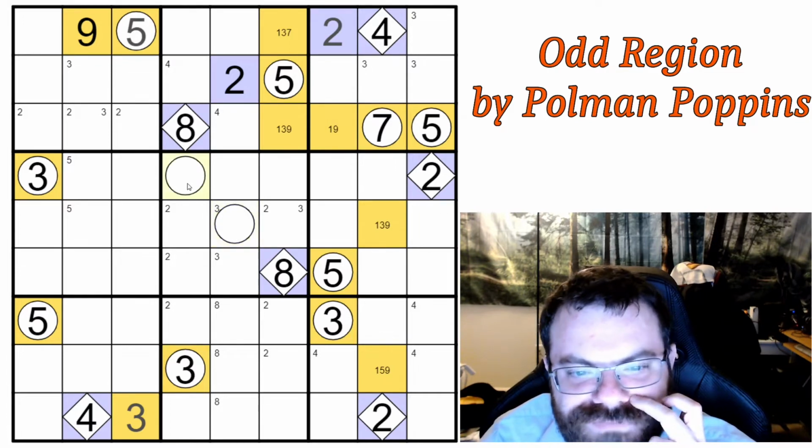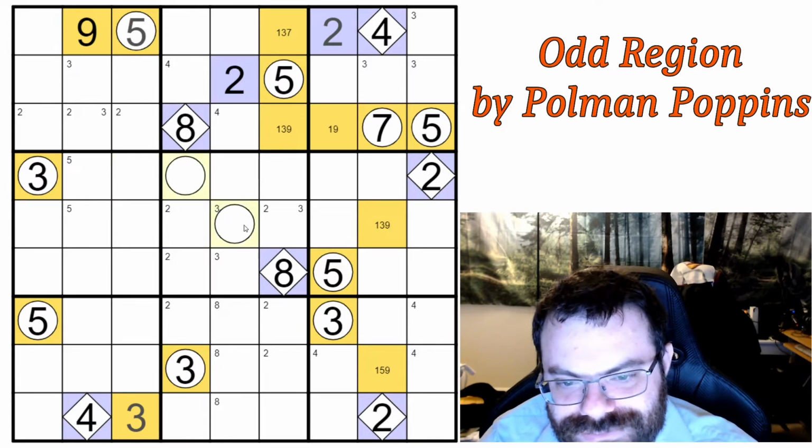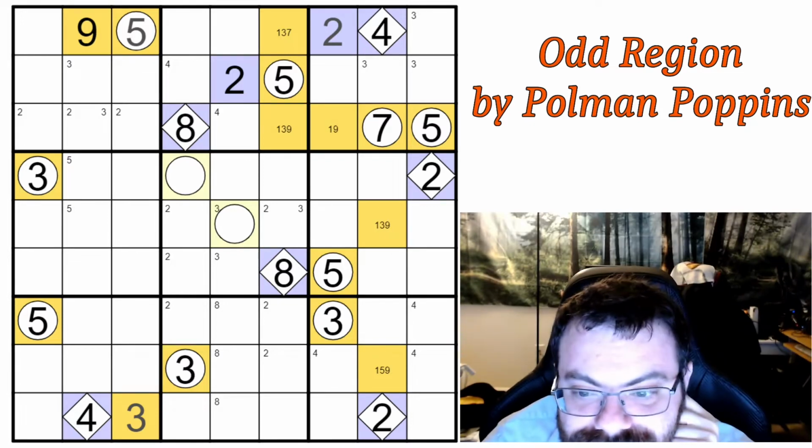Oh, and a 1 would self-isolate itself automatically. So it would have to be surrounded by evens, and then it would be blocked off. We'd break the rule of all odds being connected. So these aren't 1. But anything else in the box can be 1, so still something useful to keep in mind.